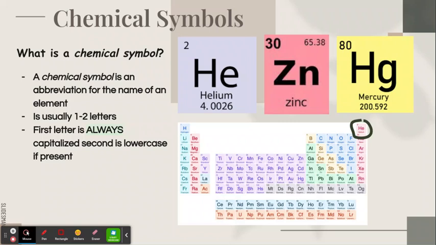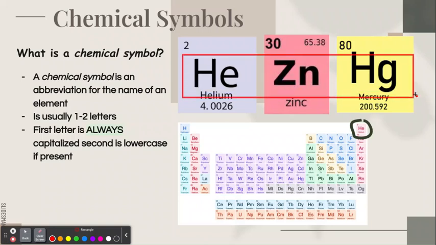There is usually 1 to 2 letters, and the first letter, if there are 2, is always capitalized, and if it's only 1, it's still always capitalized. To the right, you can see that there are all of these elements, and as you can see, they all start with a capital letter and end with the lowercase letter.